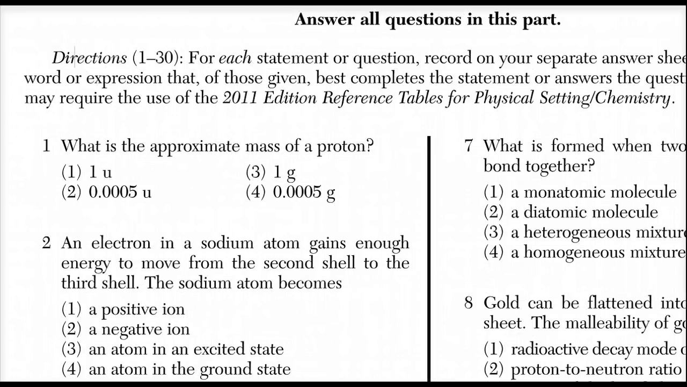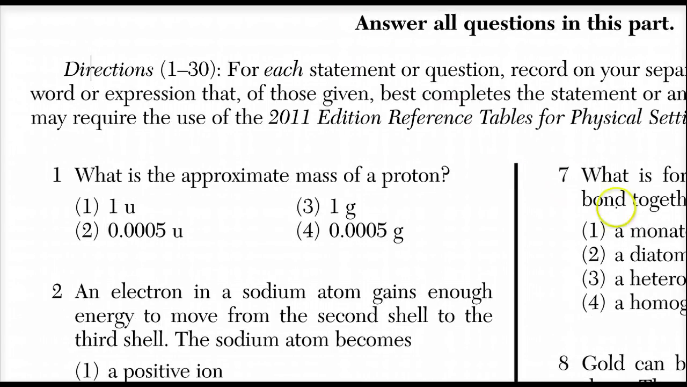So the first one says, what is the approximate mass of a proton? And we've got these choices here: 0.005 U, 1 U, 1 gram, 0.005 grams. Okay, this question, looking at it, will bother some people.